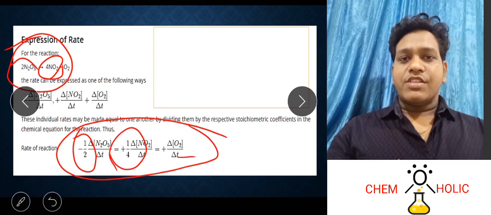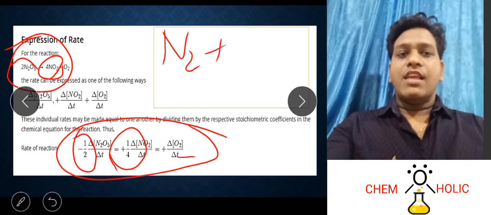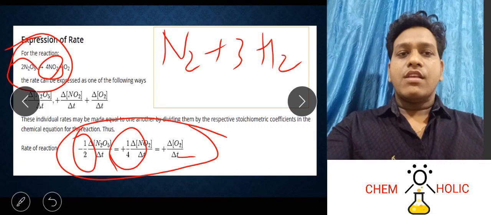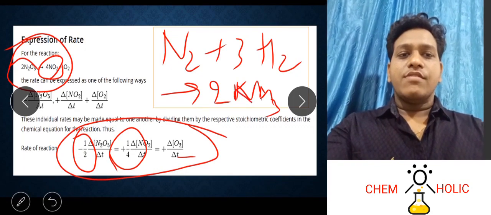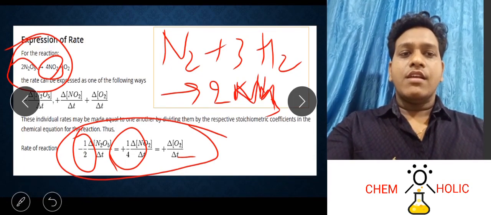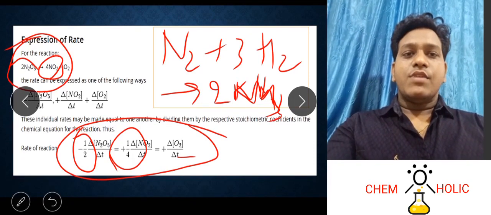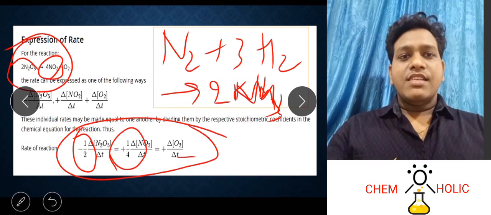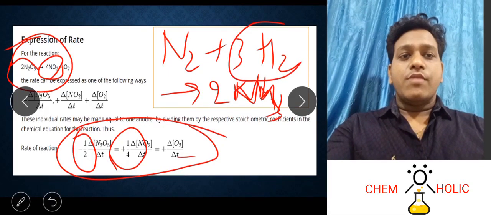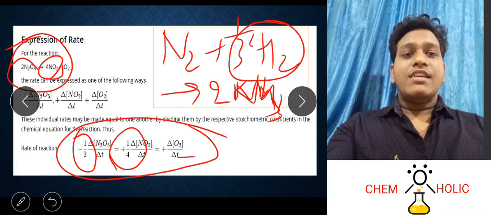I hope this equation is clear. Can you try for this reaction? N2 plus 3H2 gives us 2 moles of ammonia. So for 2 moles of ammonia, this is delta N2 upon delta T with a minus sign, and for H2, which has coefficient 3, I'll write in the average rate minus 1 by 3 delta H2 upon delta t.